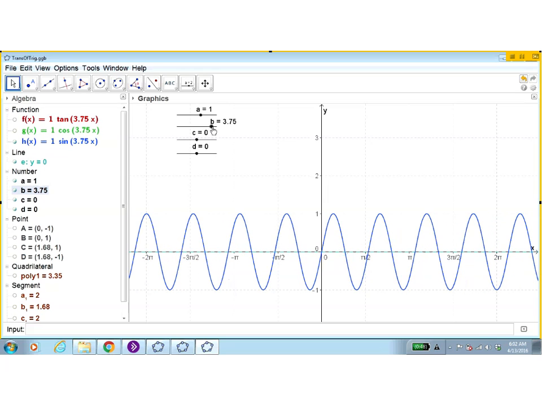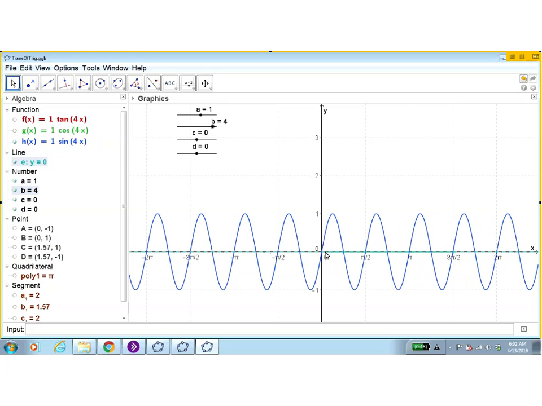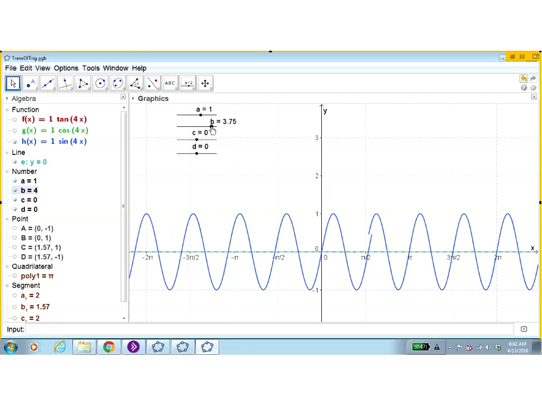Well, I want you to stare at positive 4. See what it does? It goes up, down, and then it's done by the time I get to pi over 2. Now I'm going to put it on negative 4, and I want you to tell me the difference.